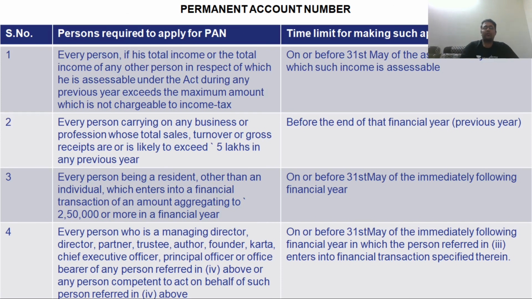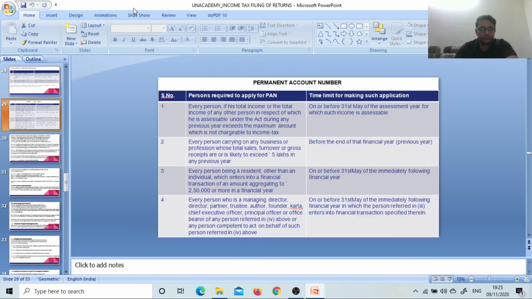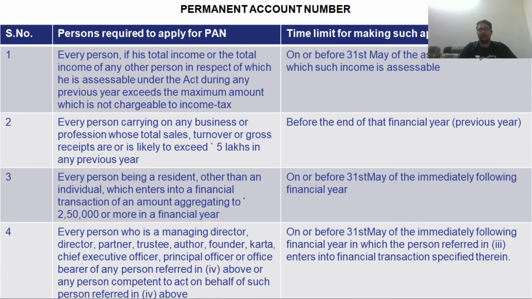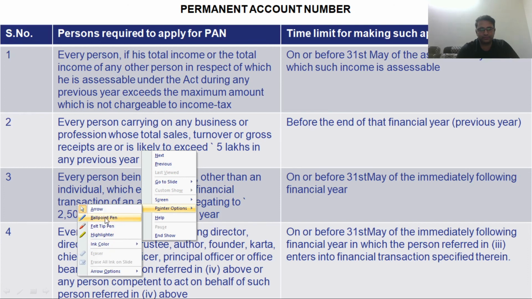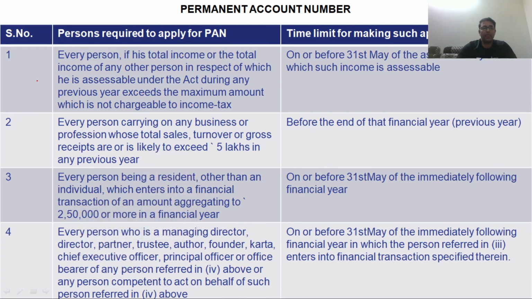Okay, now permanent account number. We have spoken about PAN, right? So we know PAN is a very basic document that every person or every assessee under the Income Tax Act needs to have a PAN number. So what is a PAN number? Now again, this is the basics. Serial number 1: persons required to apply for PAN, and the time limit for making such an application.